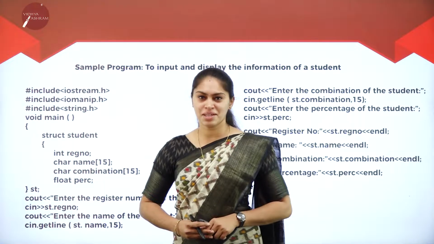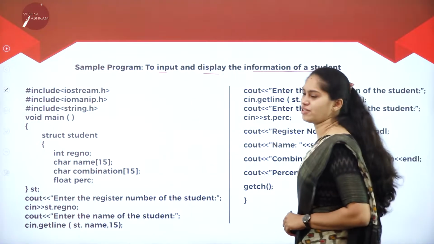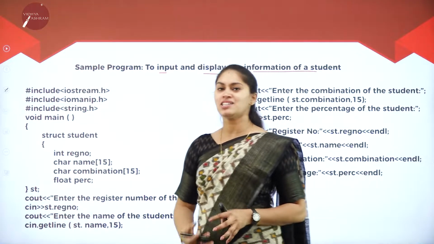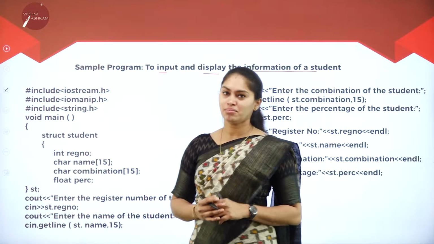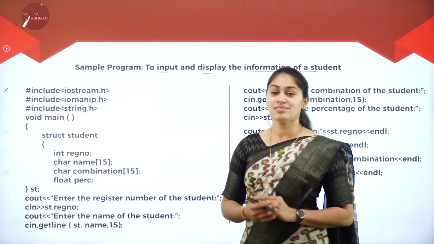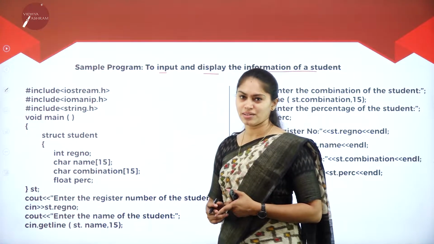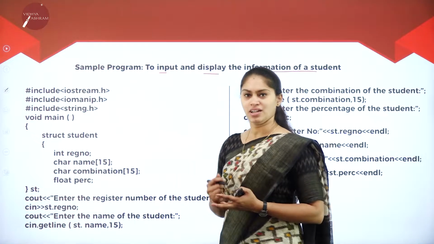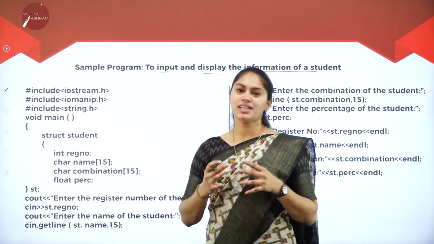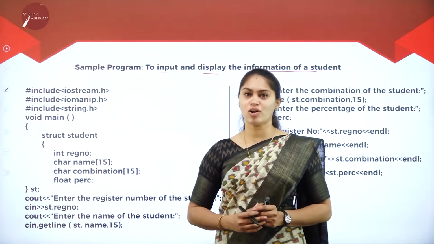So here we have a C++ program to input and display the information of a student. When I say student, you have to conceptualize: what are the data members that I can make in order to deal with a structure called student? A student may comprise a register number and a name, they are going to opt for some combination, and they are going to pay the fees. So these are the members that I am going to take in order to represent the structure called student.